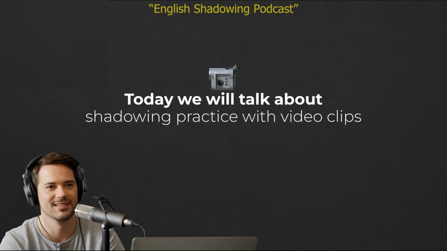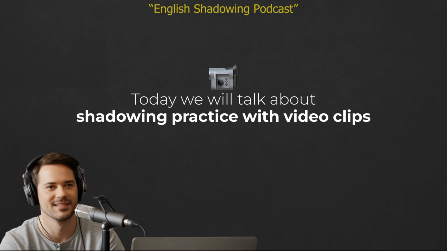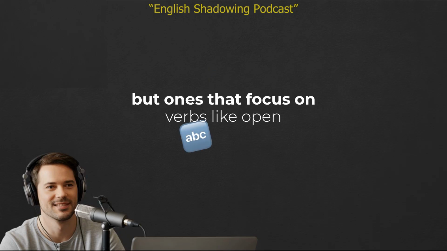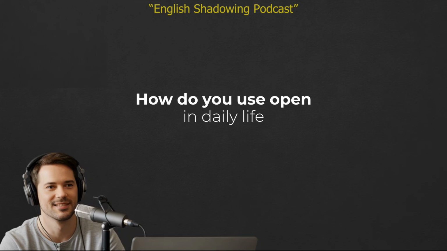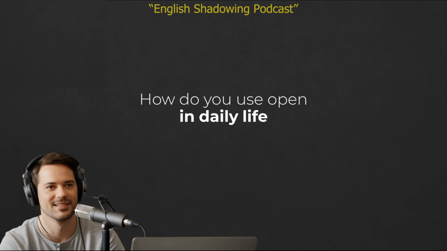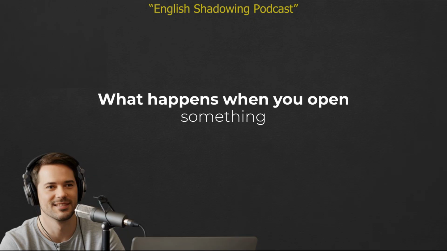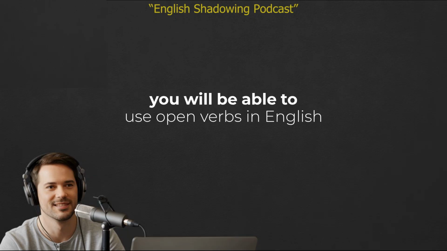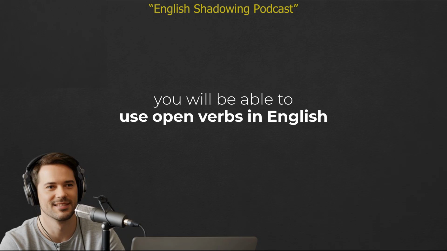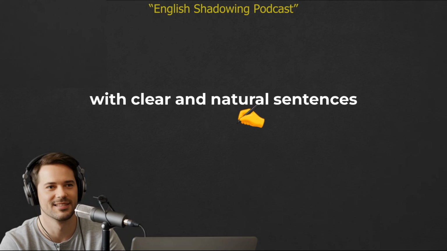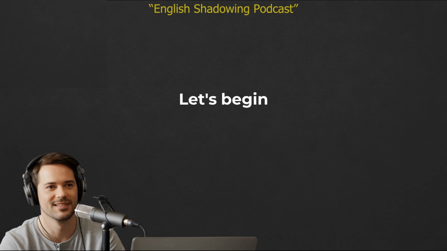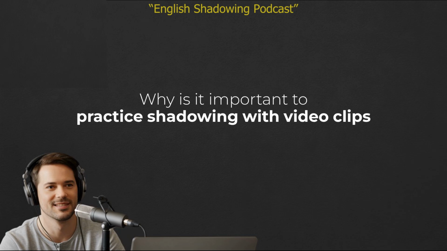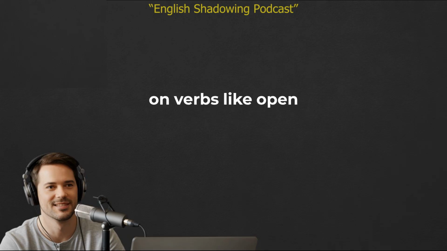Today, we will talk about shadowing practice with video clips. Not just any clips, but ones that focus on verbs like open. How do you use open in daily life? What happens when you open something? What is your routine with open like? By the end of this episode, you will be able to use open verbs in English with clear and natural sentences. Let's begin. Why is it important to practice shadowing with video clips on verbs like open?